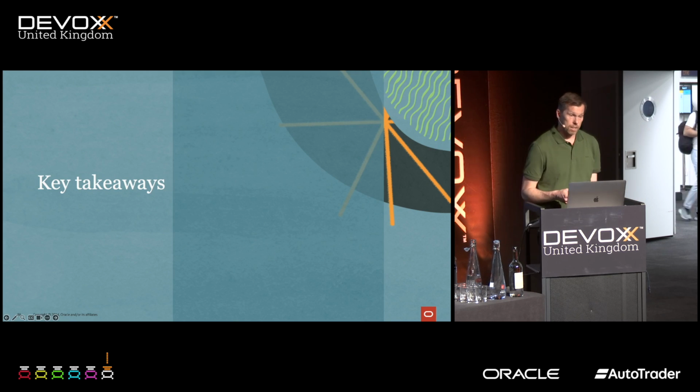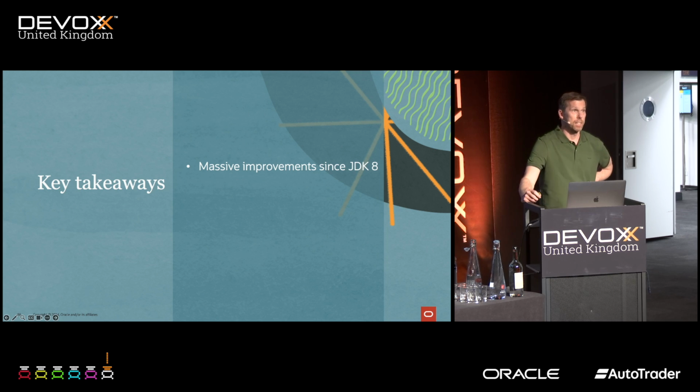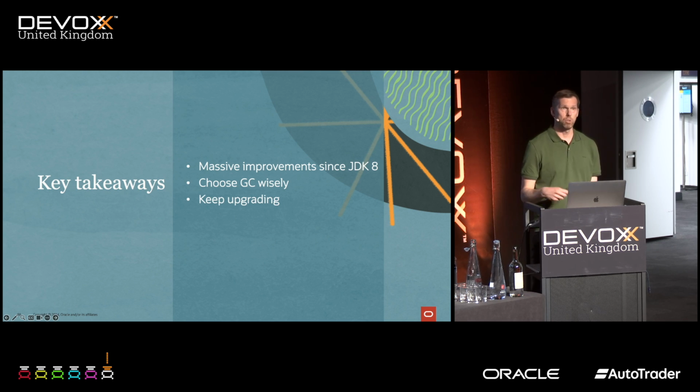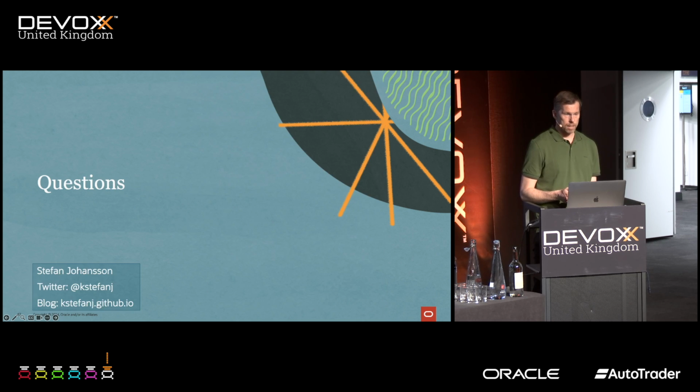So with that said, only one last slide. The key takeaways from this presentation. Well, there have been massive improvements since JDK 8. So if you have the possibility, you should really look into upgrading to a more recent release of Java, because the performance benefits are enormous. And of course, you need to choose your GC wisely. Depending on your use case, which GC you're using is really important. Do you care about latency or do you care about throughput? Which GC should you use? These are questions that you should ask yourself. And lastly, you should keep upgrading. Once you've moved past JDK 8, moving to newer releases is not that hard, and you get performance benefits for free, and you get to use the latest and coolest Java features. So keep upgrading. And yeah, that's it from me.